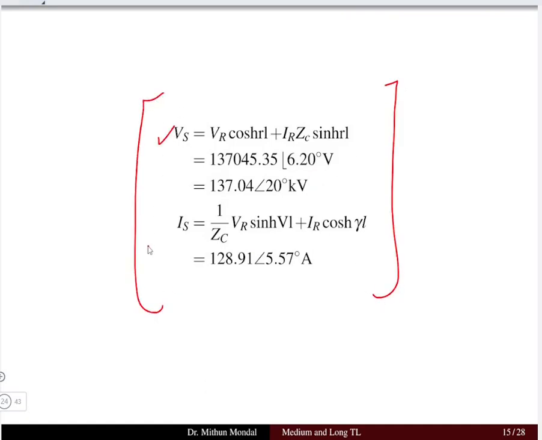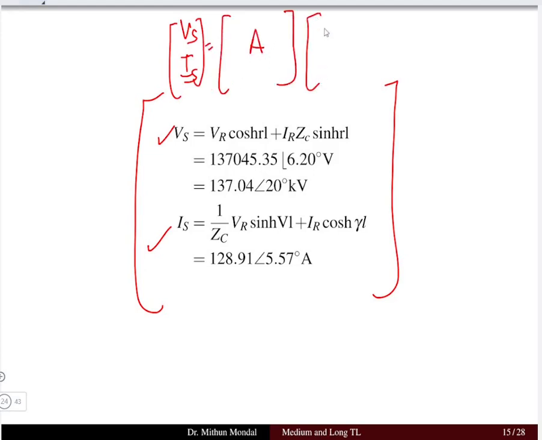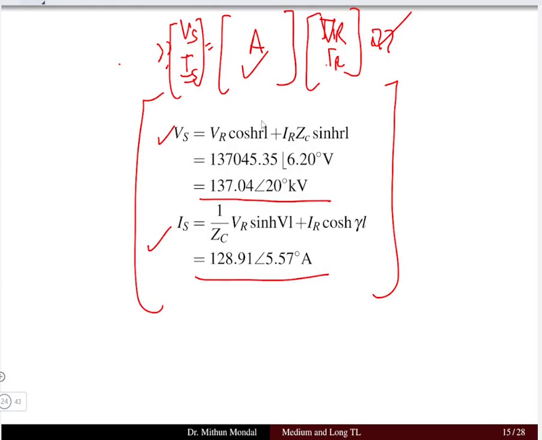Once we have got that, it is easy for us to find the sending end voltage and the sending end current from the constants that we have obtained. So we need to obtain the A matrix, and then we have the receiving end voltage and receiving end current, which is information already given to us. That will give you the sending end voltage and sending end current. So VS equals VR cosh γL plus IR ZC sinh γL. We need to determine this using the formula for the sending end and receiving end components.